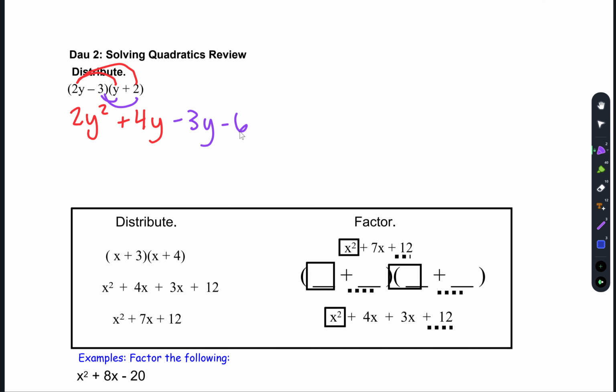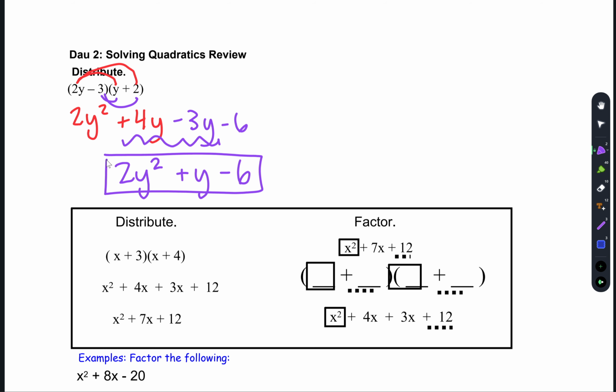To finish it off, we combine like terms. So that 4y and that negative 3y can combine. 2y squared plus y minus 6. That would be the unfactored form of that trinomial. Questions on that? We've seen this before, yes?